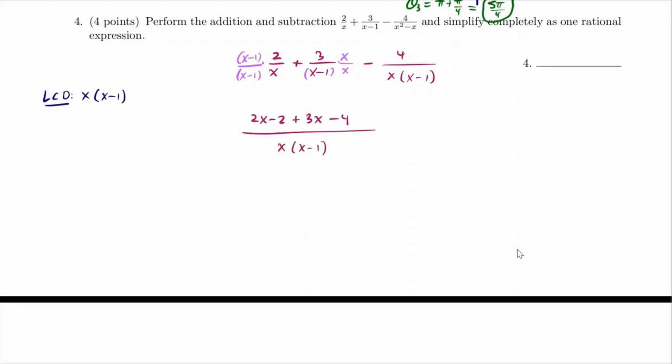We're going to combine like terms. So this one and this one, they're like terms. So that would give us 5x, and the negative 2 and negative 4, they're like terms. So that will give us negative 6 all over x times x minus 1. So this is my simplified answer for this fraction. If you would like, you can distribute the denominator, but that's not really necessary.